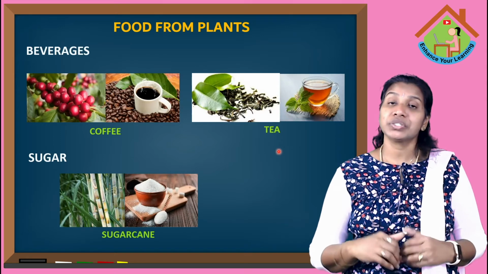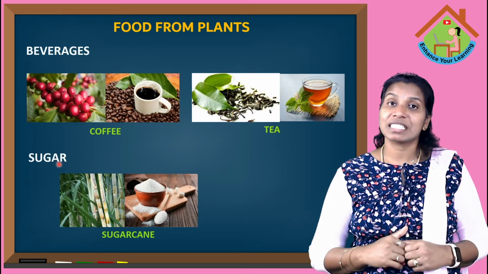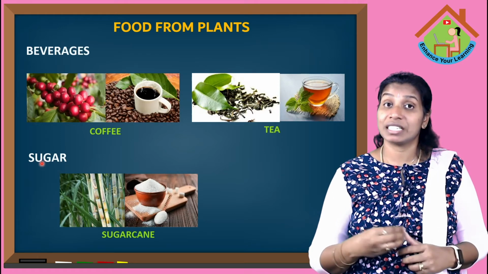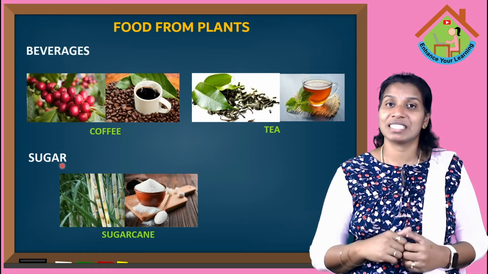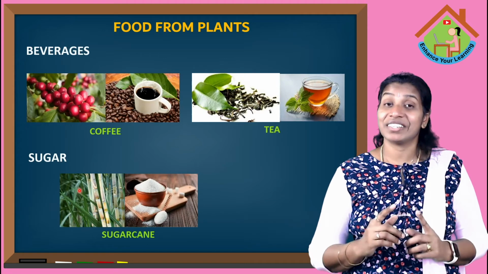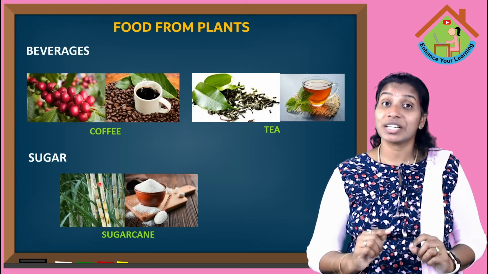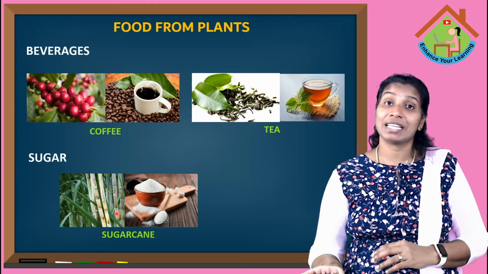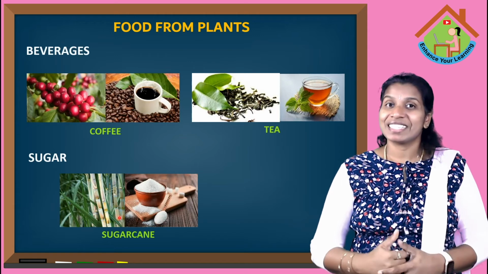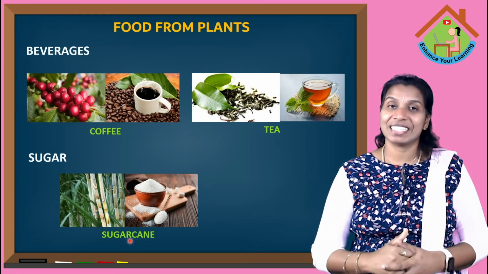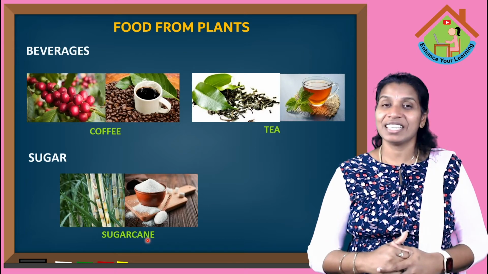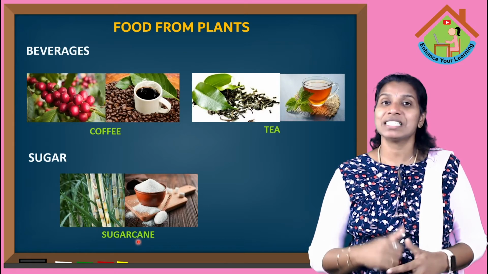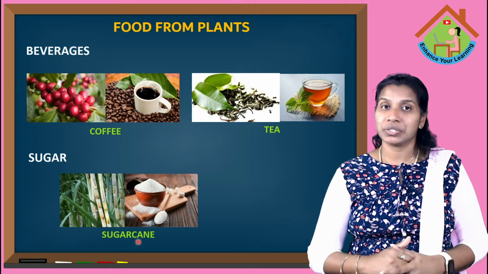Next, sugar. From where we are getting this sugar? Every day you are drinking coffee or tea and there you are using sugar, right? From where we are getting this sugar? Yeah, we are getting this sugar also from the plant. From which plant we are getting this sugar? We are getting this sugar from sugar cane. Okay, from sugar cane plant we are getting this sugar.